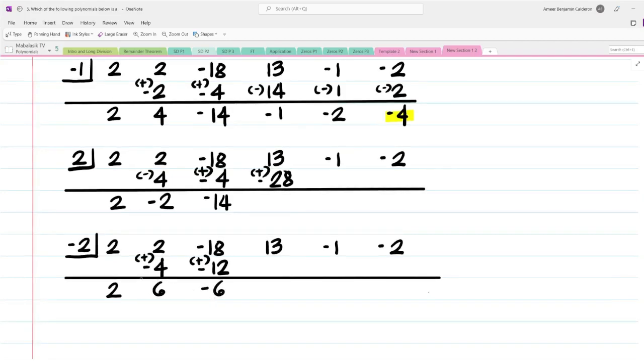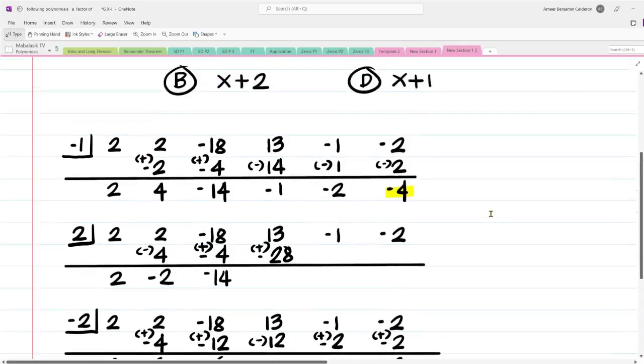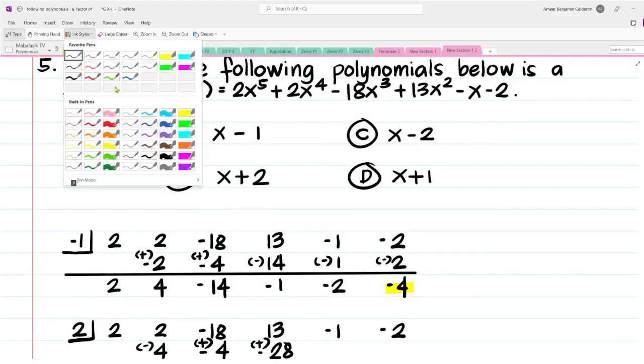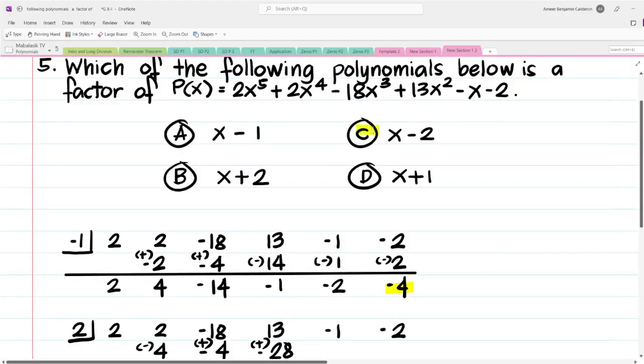Times -2, that is +12. Change the sign. So that is 1. Times -2, that's -2. Change the sign. So we have -1 plus 2, 1. Times -2, that is -2. Change the sign. There we go. We have a 0 remainder, meaning the answer is C. Move on to our next problem.